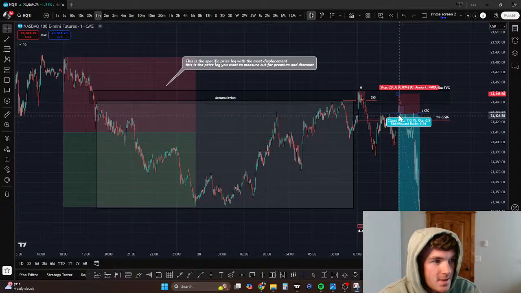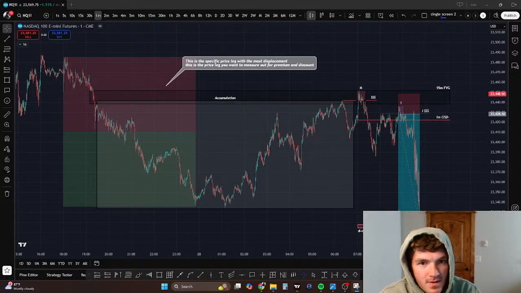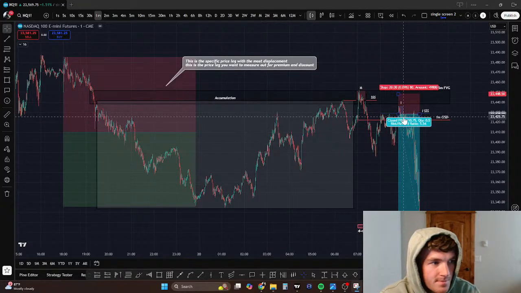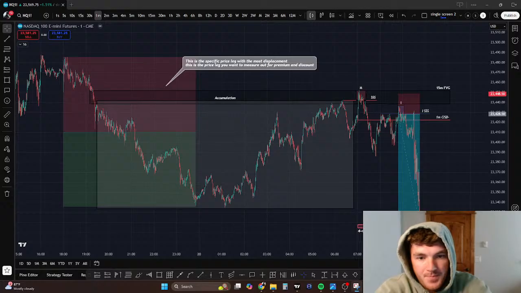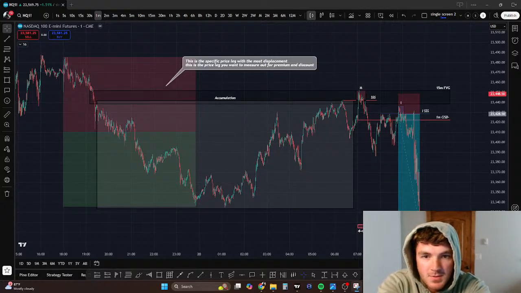Once again, you could take this as an inducement here. Same thing, 15-minute, 1 minute. 15-minute fair value gap, 1 minute change in state of delivery. Flow state, inducement.